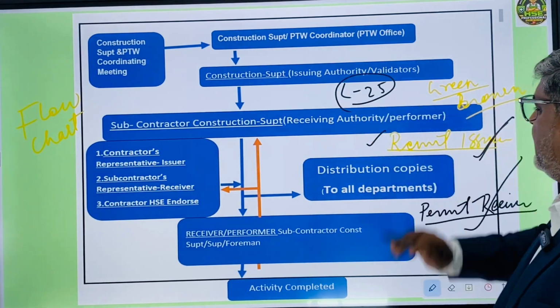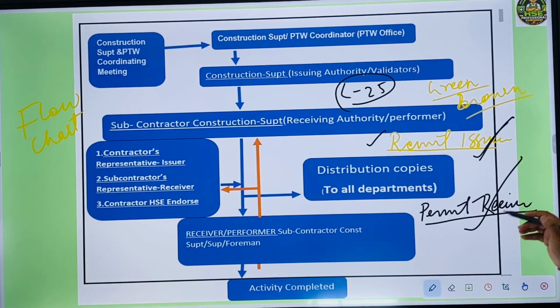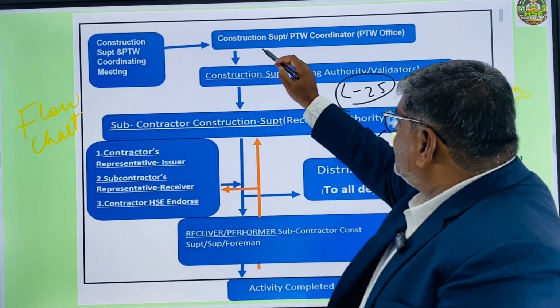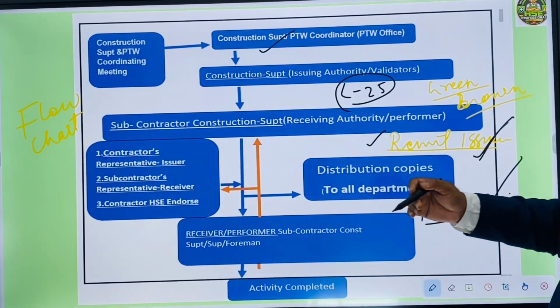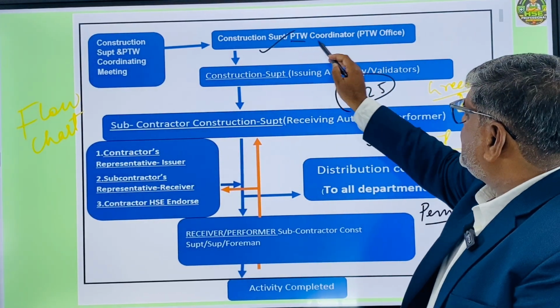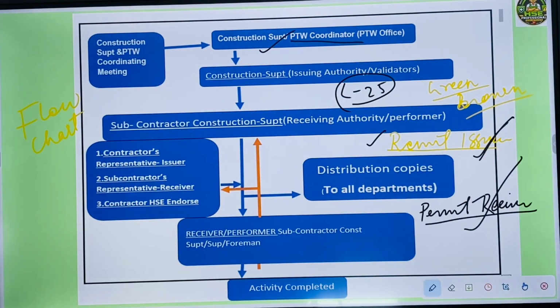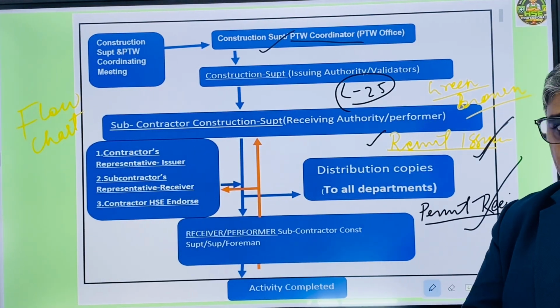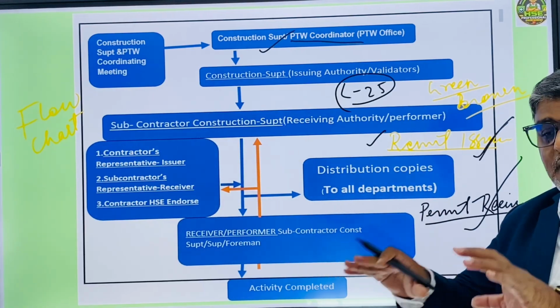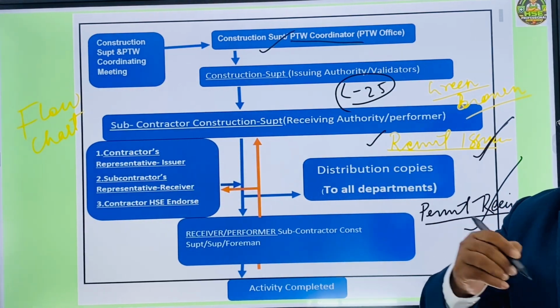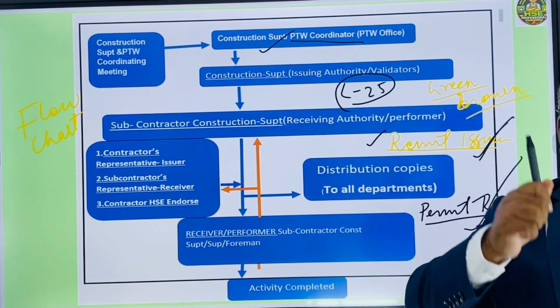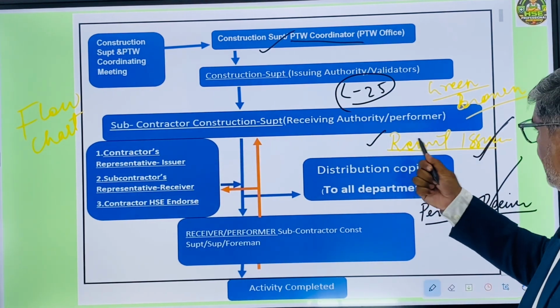Suppose this is the area number. In this area number, they will discuss the activity, the construction superintendent or construction manager, and there will be one PTW coordinator, that is called the permit to work coordinator. They will approach the permit to work coordinator because he is the man who keeps the record of all documentation, and he will enter all the data in the system and issue the permit, giving the actual permit number. Then it will go to the permit issuer.